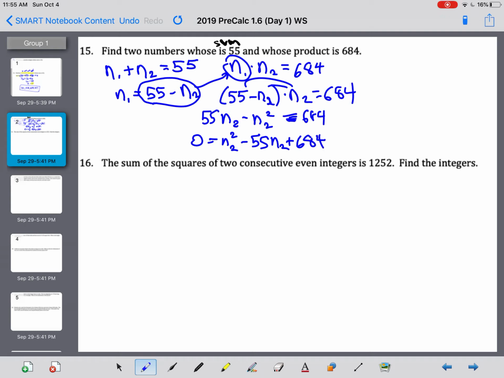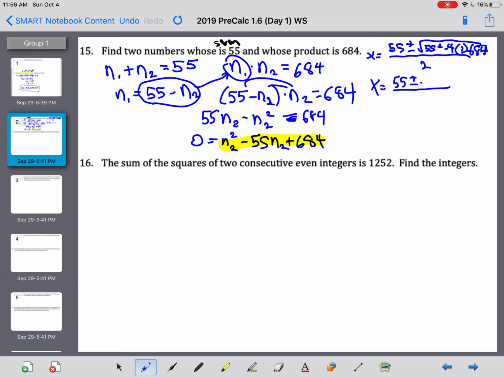Now I could try to factor this, or I could just use the quadratic formula. It's kind of a horse apiece here. We could try all the factor pairs, but I'm going to use the quadratic formula. So I get 55 positive because it's minus that, plus or minus the square root of 55 squared minus 4 times 1 times 684, all divided by 2. I'm going to do some serious simplifying here.